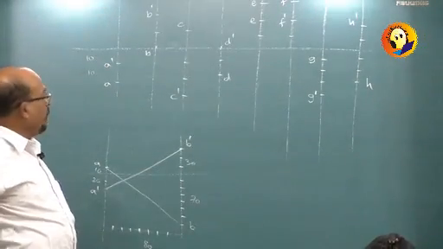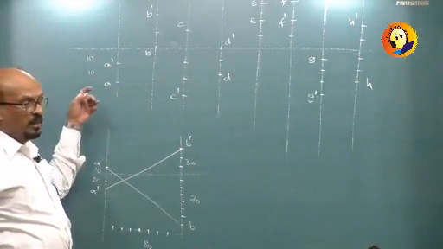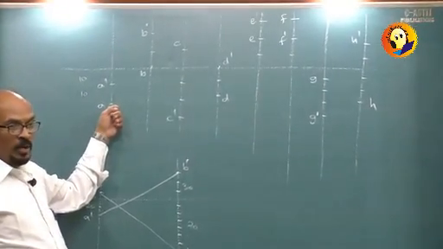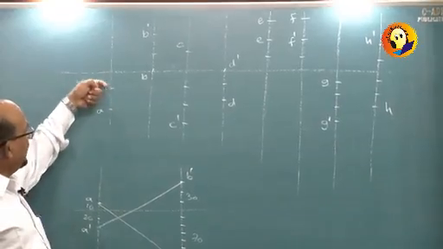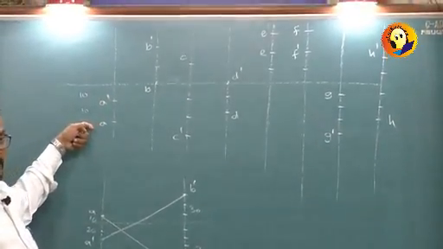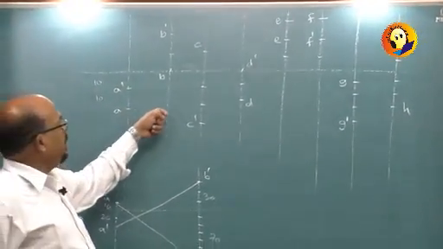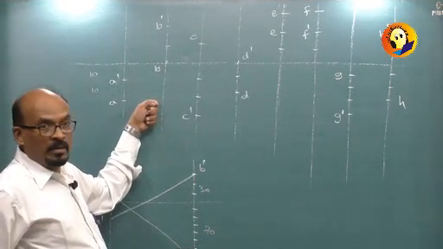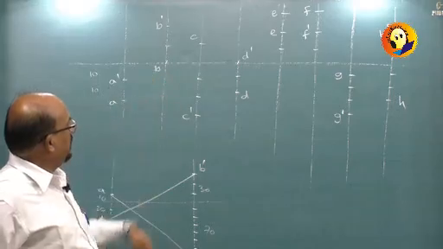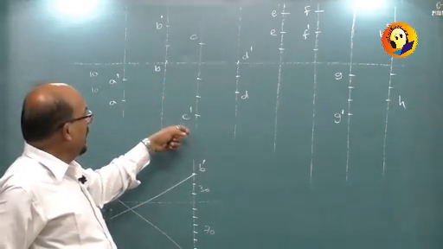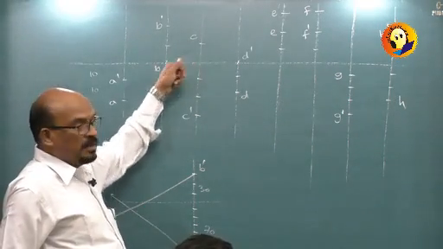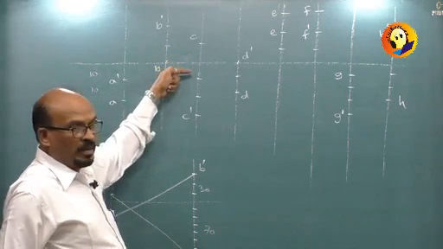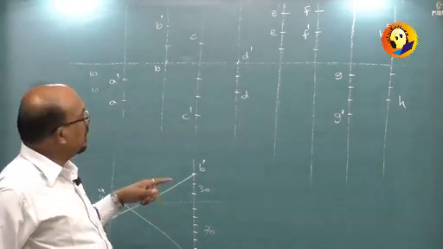Okay, so point A is in the fourth quadrant. Both plan and elevation are below XY, so the point is in the fourth quadrant. It is 10 below HP, 20 in front of VP. Point B is in VP, right? 20 above HP. Point C is 10 behind VP and 30 below HP, in the third quadrant.